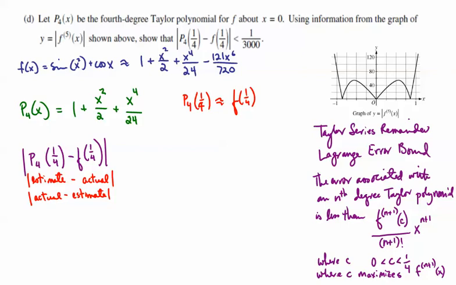And that value for c will be something in between 0 and 1/4, in between our center and the x value that we're trying to evaluate the original function at. So this is the basic idea of the Taylor series remainder, or what is sometimes called the Lagrange error bound.